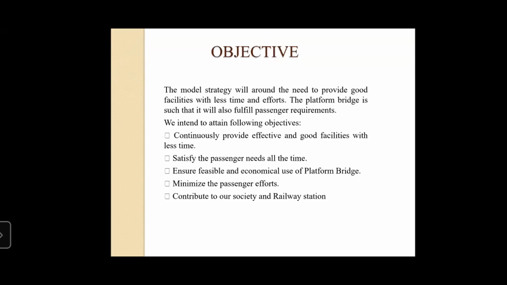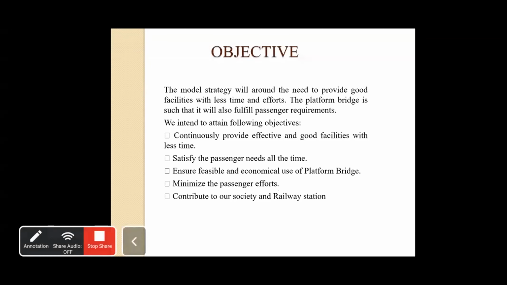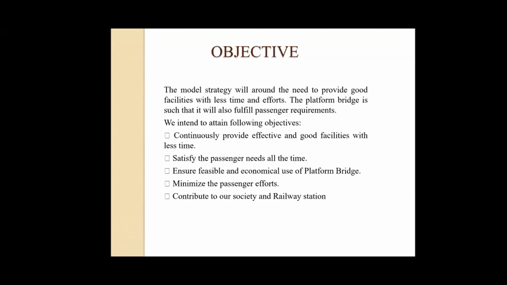The objective of our project is that the model strategy will revolve around the need to provide good facilities with less time and effort. The platform reach is such that it will also fulfill the passenger requirements. We intend to attain the following objectives. The first objective is to continuously provide effective and good facilities in less time. The second is to satisfy the passenger needs all the time. Third, ensure feasible and economical use of the platform bridge. The fourth is to minimize the passenger efforts. And the last one, to contribute to our society and the railway station.